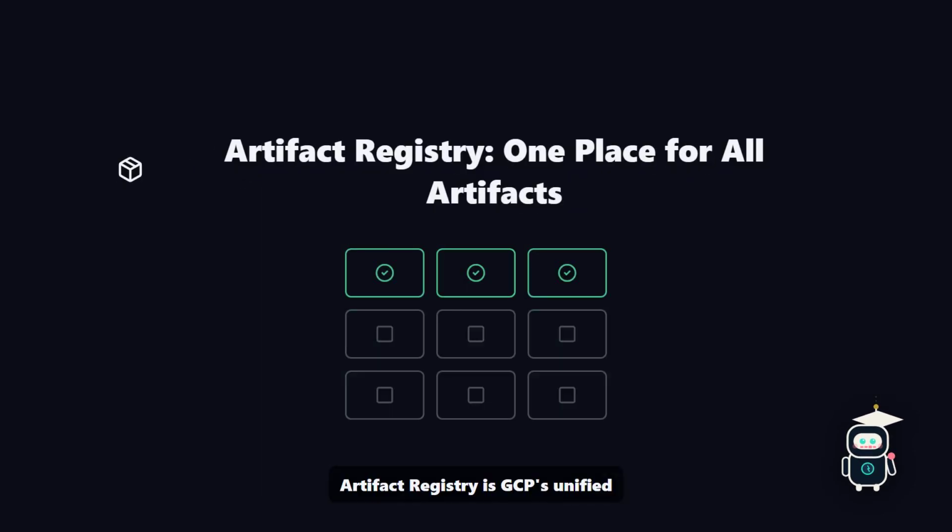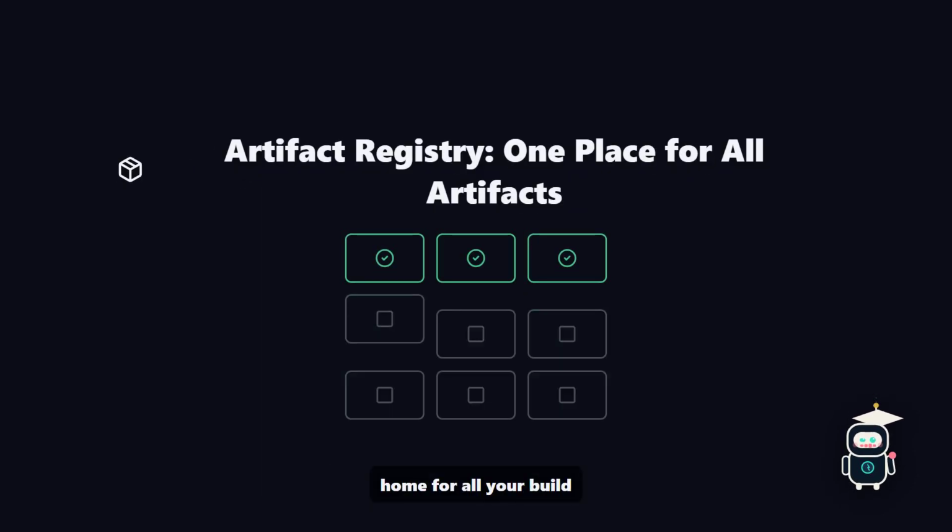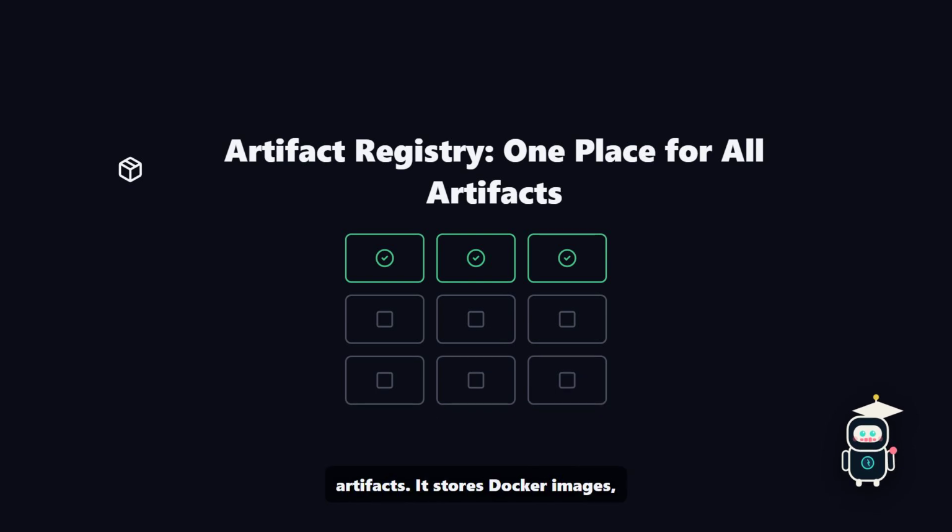Artifact Registry is GCP's unified home for all your build artifacts. It stores Docker images, Java Maven packages, NPM modules, Python packages, and more. Each format is versioned and kept secure. If you're still using the previous container registry, GCP recommends migrating to Artifact Registry to take advantage of the latest features. One place, all artifacts, fully managed.